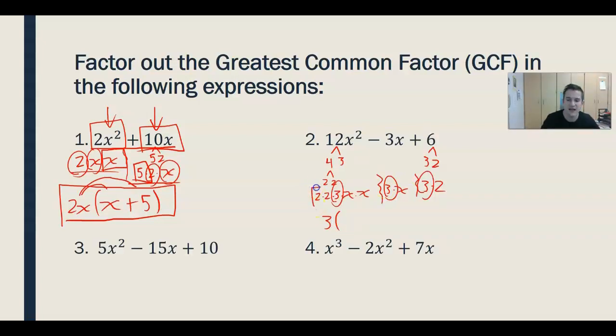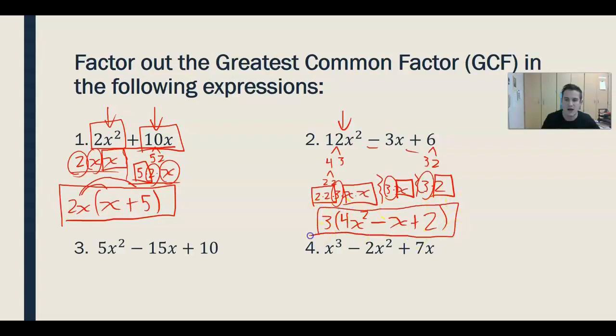What do I have left? Well, I have 2 times 2 times x squared, which is 4x squared. That's what I took out of this one. Minus what I have left here is x, plus what I have left here is 2. So I can rewrite 12x squared minus 3x plus 6, take out a greatest common factor, and write it as 3 multiplied by 4x squared minus x plus 2.